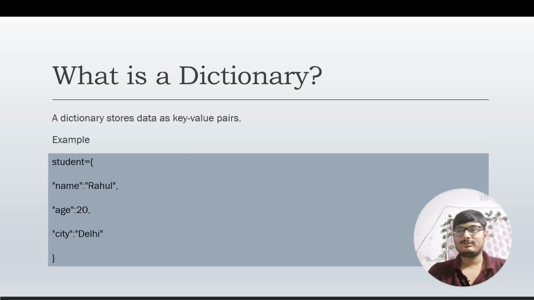Okay, so let us move on to the next slide, which is talking about what is a dictionary. A dictionary stores data in a key value pair. It is a data type which stores items in a key value pair, means there will be a key and attached to it there will be a value. Here's an example of a dictionary which is student.